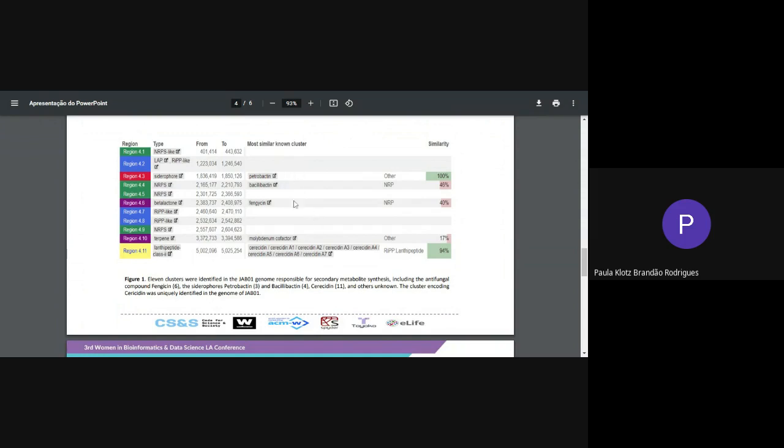And others, unknown compounds with no previous description. Therefore, they might be new bioactive molecules.